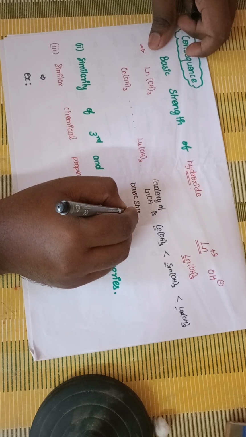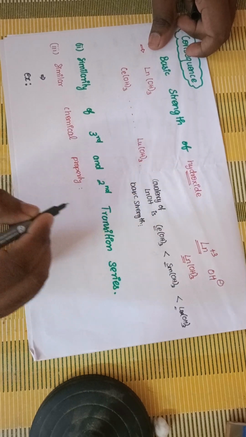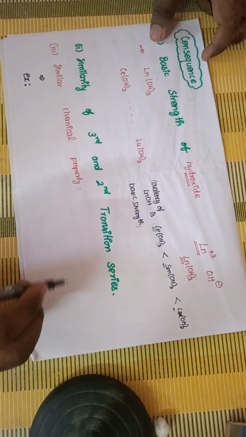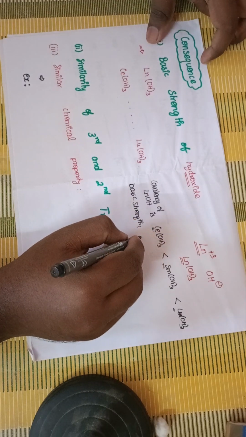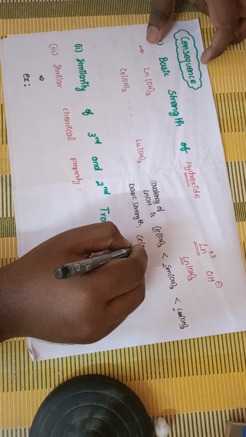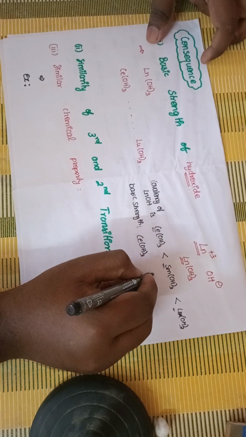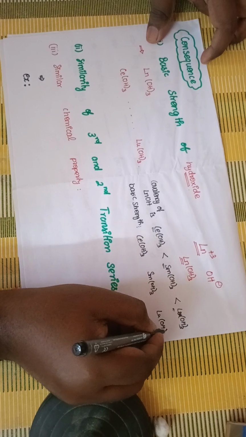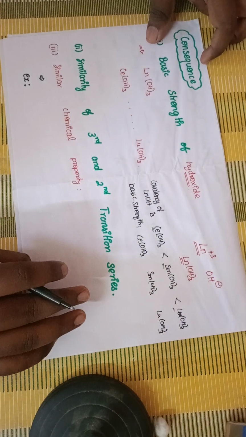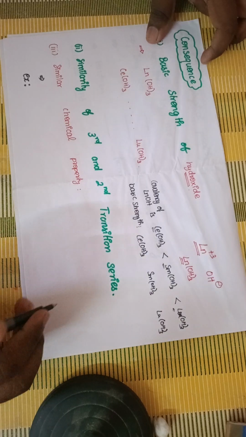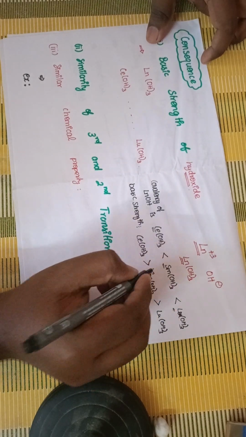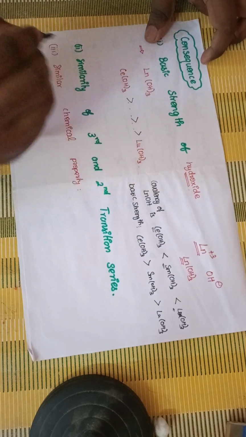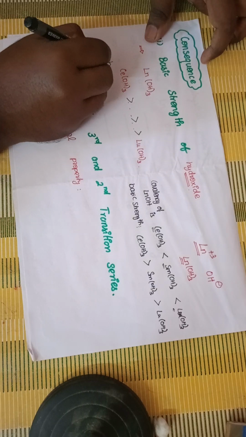Basic strength means how fast it will produce OH minus. That is going to determine the basic strength. So here cerium hydroxide, samarium hydroxide, lutetium hydroxide. If covalency is more, base strength is less; it is not ready to lose OH minus. So basic strength decreases from cerium to lutetium. Basic strength of hydroxide decreases from cerium to lutetium.